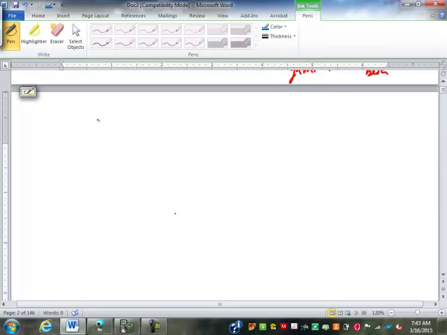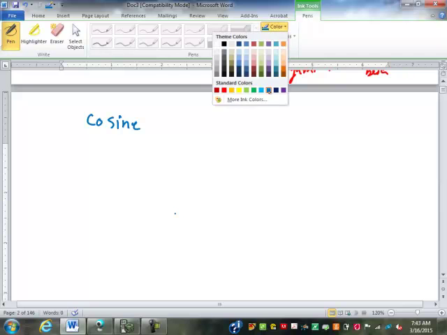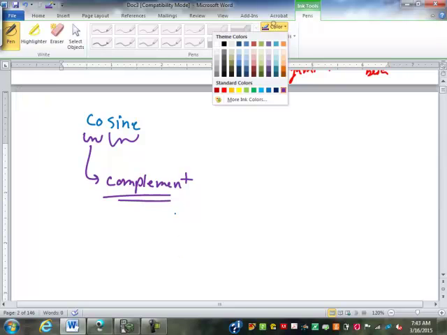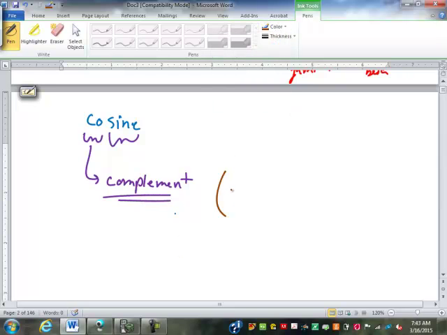Cosine is technically not a word. Cosine is a word with a prefix. You'll probably recognize the word sine in there. So what we're looking at is the prefix co, and what does that mean? Co comes from the word complement. When we're talking about angles in geometry, what does the word complement mean? Yeah, add up to 90.